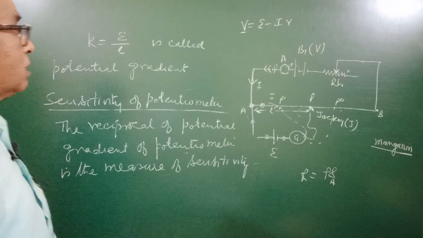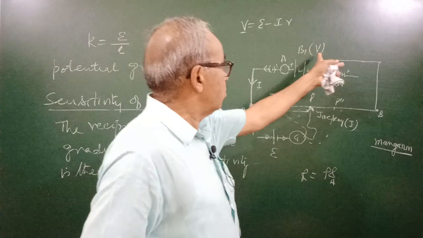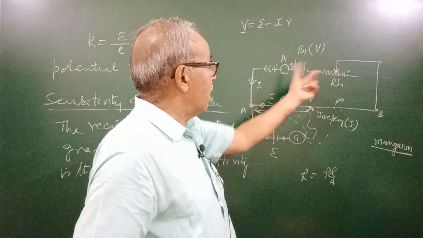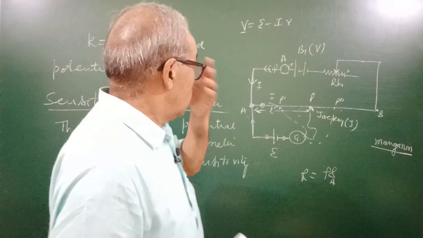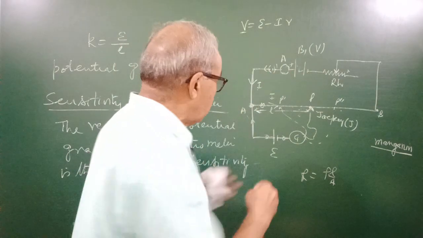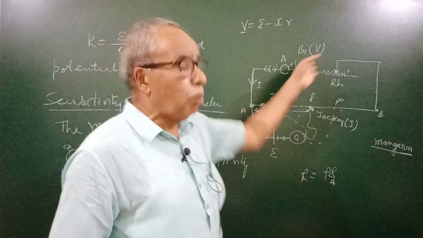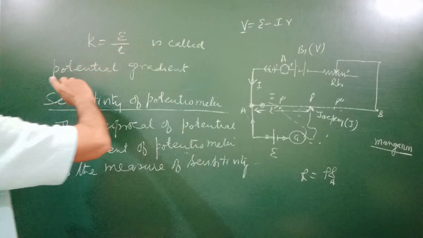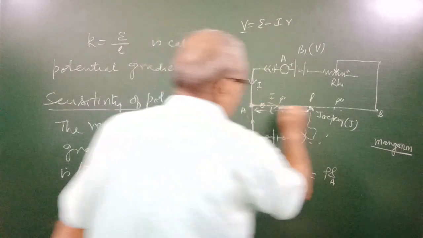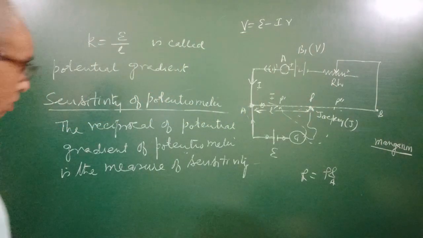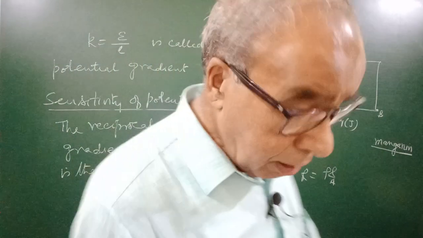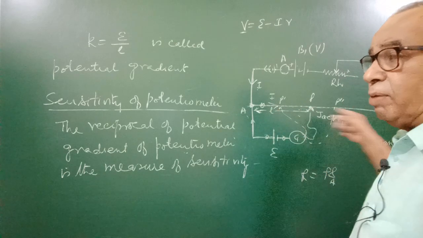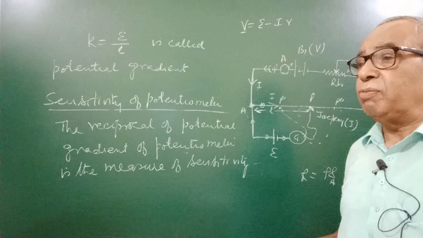So how can we increase sensitivity? We may decrease the voltage of battery B1, but remember, B1 is also called the driver cell. The potential difference of the driver cell must be more than the EMF of the cell, so we can't go below this. So a good option is to increase the length. We increase the length of wire AB to increase the sensitivity. You can write it: we can increase sensitivity easily by having a larger length of wire AB.